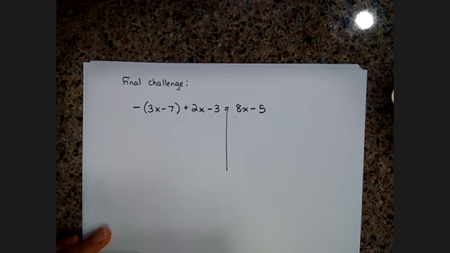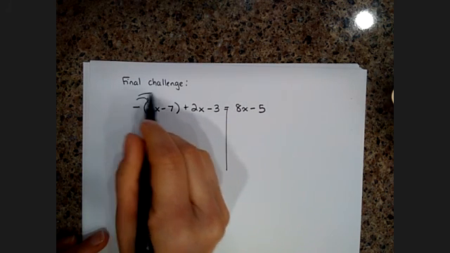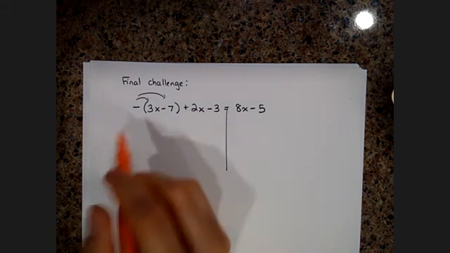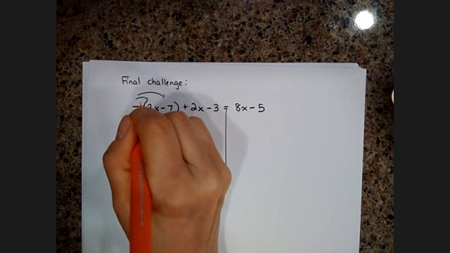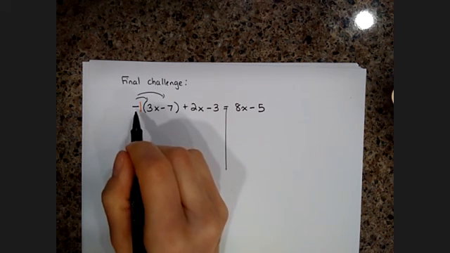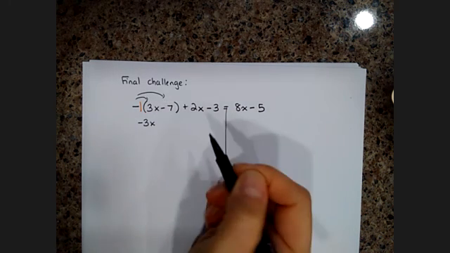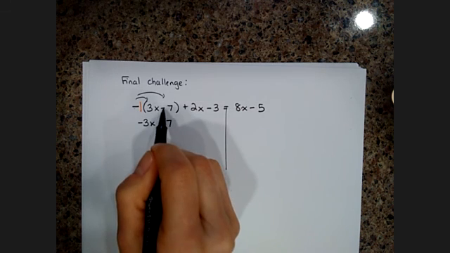All right, welcome back. First thing I'm going to do is take care of this negative. Now, when I see something like a negative in front of parentheses, there's no number there. If there's no number in front of parentheses, you can always give it 1, the number 1. It then gives me something to multiply. So 1 times 3x is 3x. The negative makes it its opposite. 1 times 7 is 7, but the negative makes it opposite.